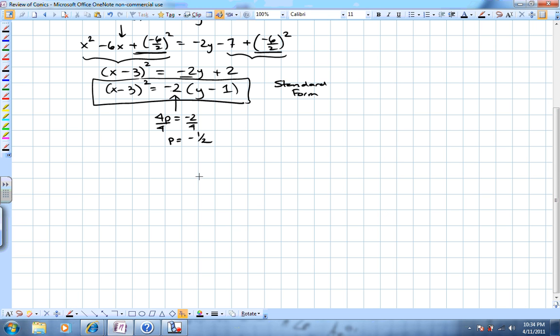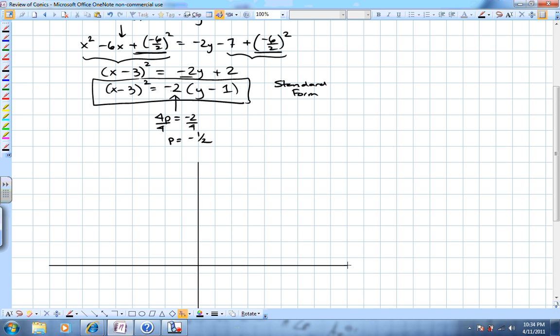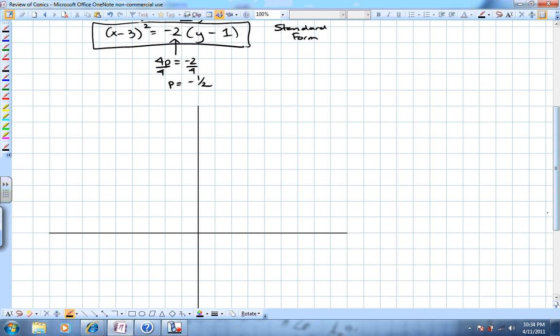Again, let's create our grid. We're going to leave the standard form up here. Again, the only difference here, as opposed to ellipses and hyperbolas, is that you don't have a center point. You actually start off from the vertex point. So for the vertex point, go to the x opposite of this. Wherever the x is, you have a negative 3, so I have positive 3. Go to the y opposite here, I have a negative 1, opposite would be positive 1. So I would sketch this.